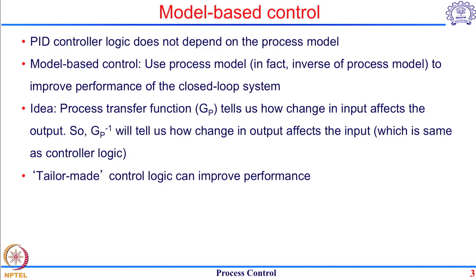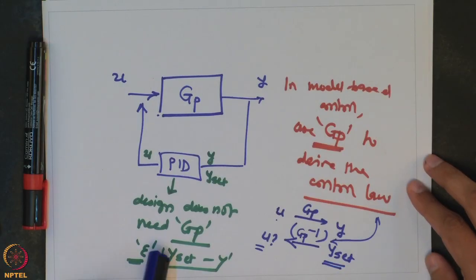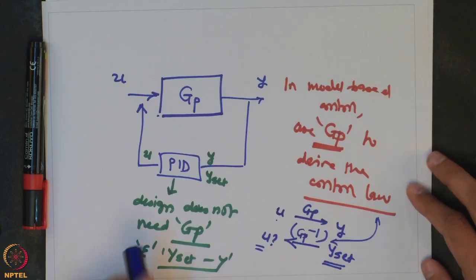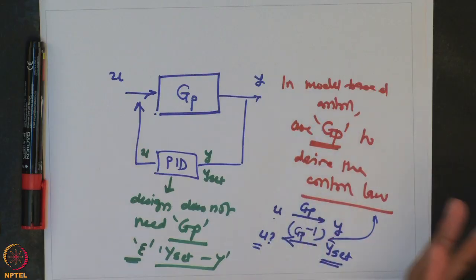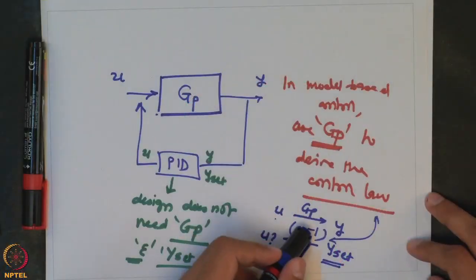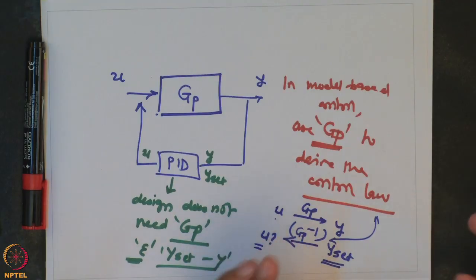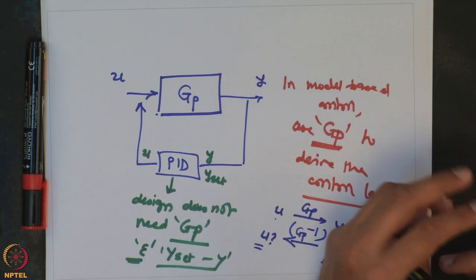So, you can see that this control law will not be universal like a PID control law, which takes error, multiplies it by some gain Kc or takes its integral and multiplies it by Kc over tau I. That is a universal control law. Here the control law will be dependent on the form of GP, and that is why it is a tailor made control law, and as you are using process information, you will see that the performance will be much better in most of the cases than a PID controller.